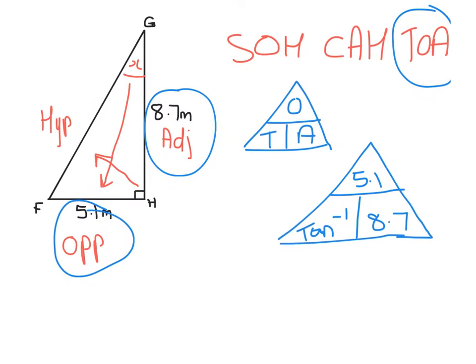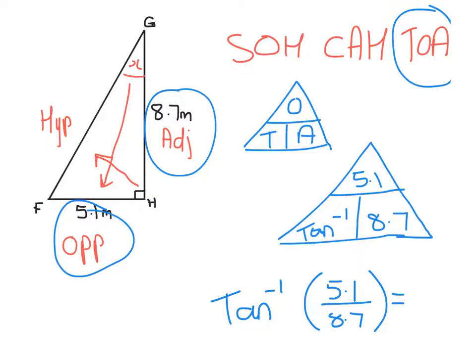So on our calculators, we type in tan to the minus 1. Now remember, to get tan to the minus 1, you press shift first and then you press tan. That tells your calculator you're looking for an angle. Then we use our fraction button, and we've got 5.1 on top, and it's over 8.7. Now, unless you're told otherwise, you always give angles to the nearest degree. So that will give us 30 degrees.